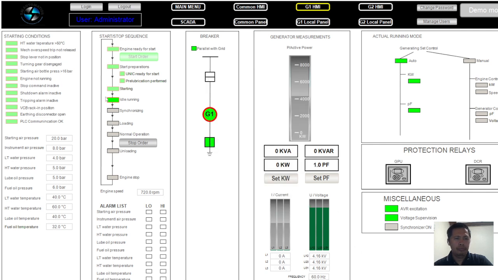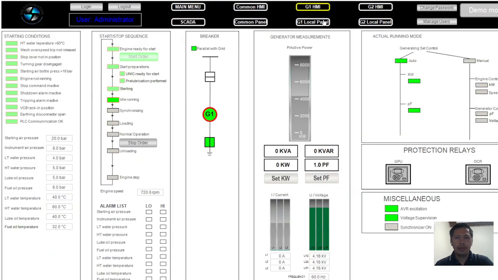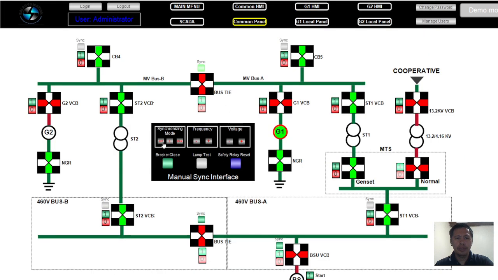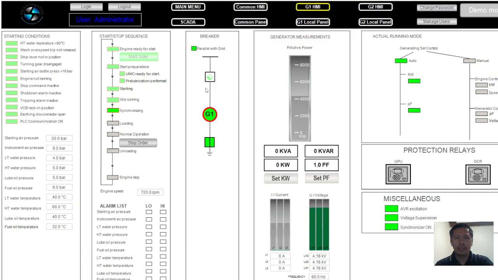So now the engine, or the G1, is ready to synchronize. You see this breaker is ready to synchronize to the bus. So we will synchronize this. To synchronize, go to the command panel and set this to auto synchronizing mode. Then at the local panel, we will synchronize this. Going back to the HMI, as you see, the breaker is synchronizing. We will just wait until it synchronizes.